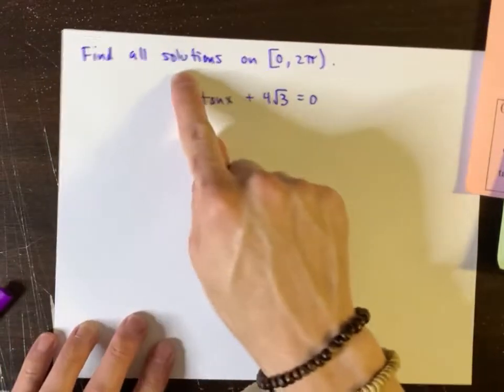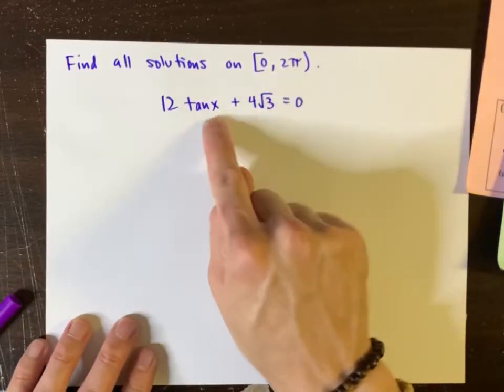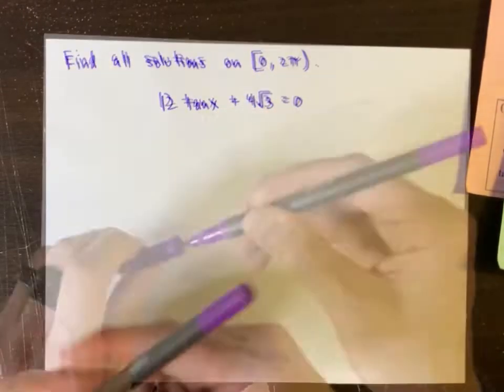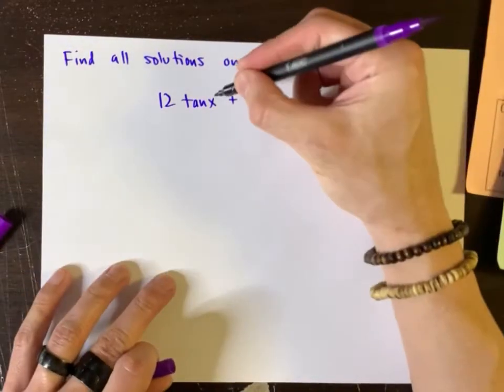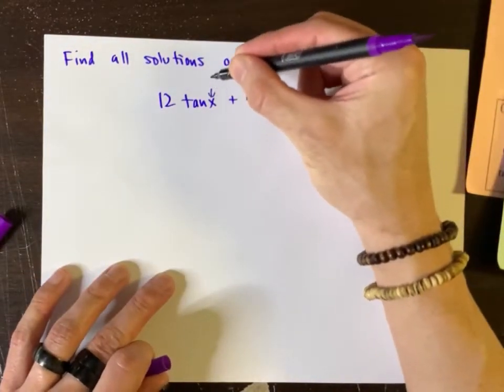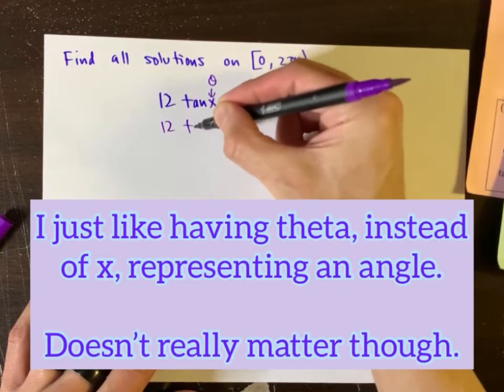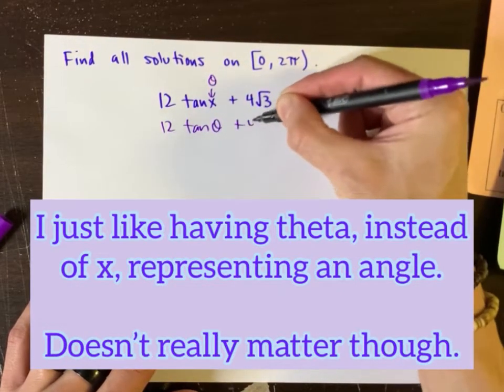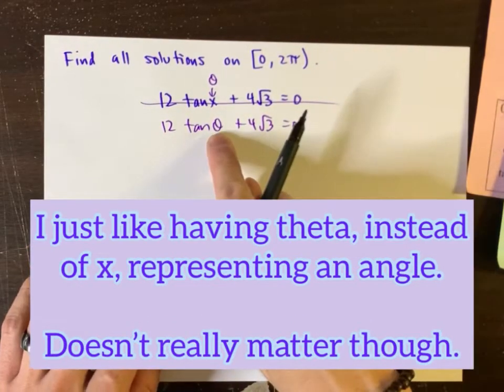We want to find all solutions from 0 to 2 pi. In other words, solve for x. I'm going to write it in terms of theta. I'm going to pretend that this says theta. So this says 12. So to me, I'm pretending that it says theta. Now, I want to solve for theta.